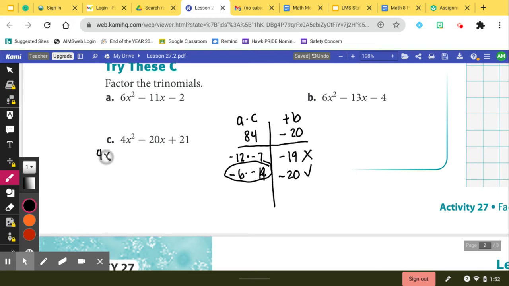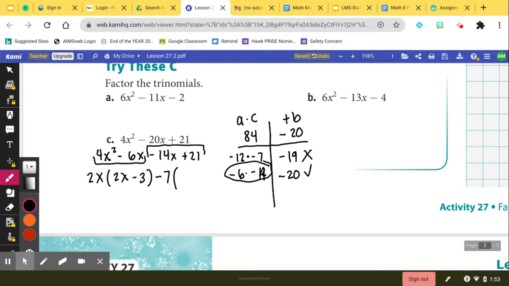So I get 4x squared minus 6x minus 14x plus 21. Again, then taking out the greatest common factor from each half. From the first half, I can pull out the x and a 2, so I get 2x times 2x minus 3. From my second half, I need to pull out a negative to make this a minus, and I can pull out negative 7.